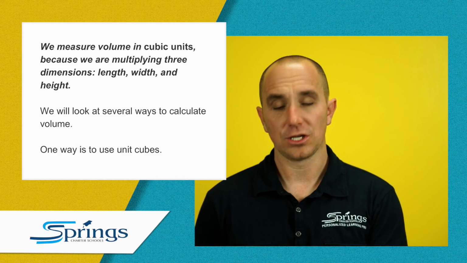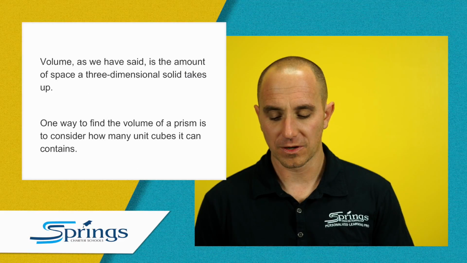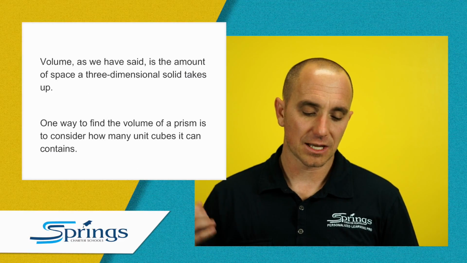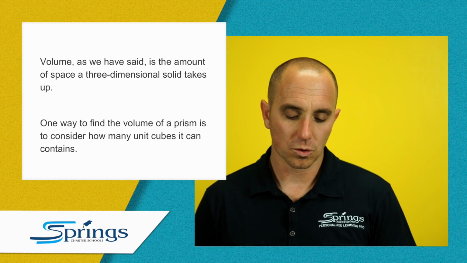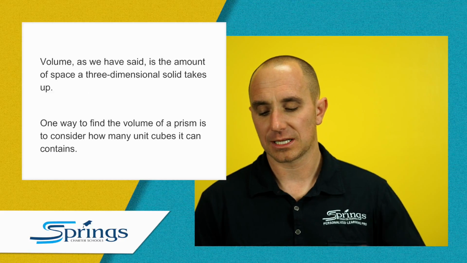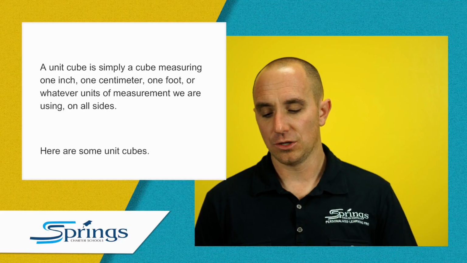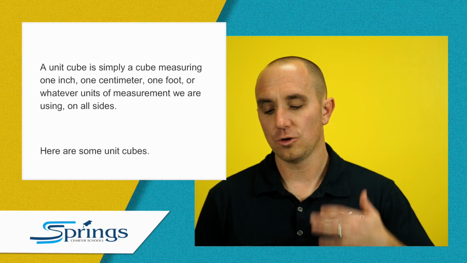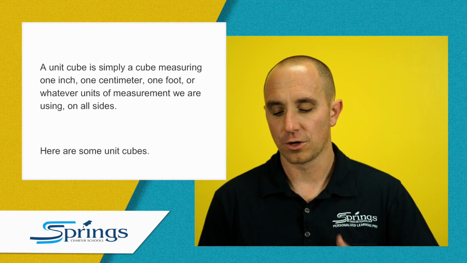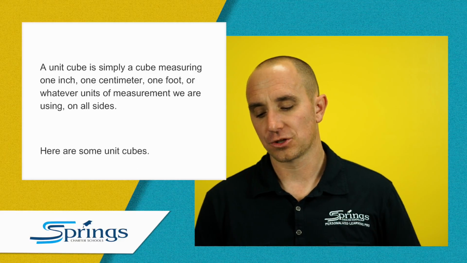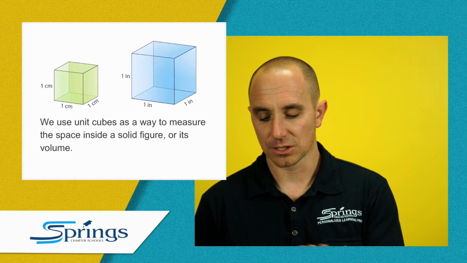One way is to use the cubic units. Volume, as we've said, is the amount of space a 3-dimensional solid takes up. So one way to find the volume of a prism is to consider how many actual units it contains. A unit cube is simply a cube measuring 1 inch, 1 centimeter, 1 foot, or whatever unit of measure we're using on all the sides. Okay, so let's look at these two.